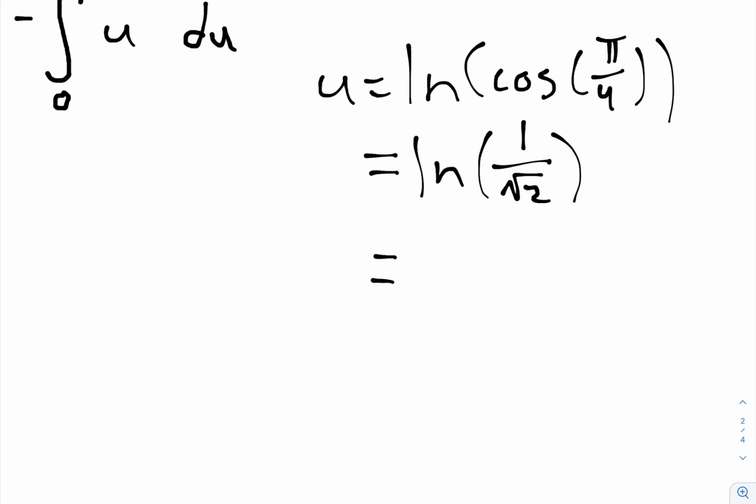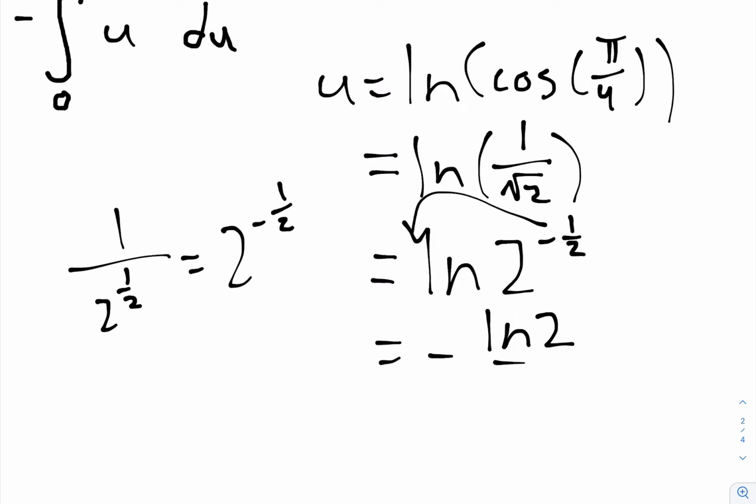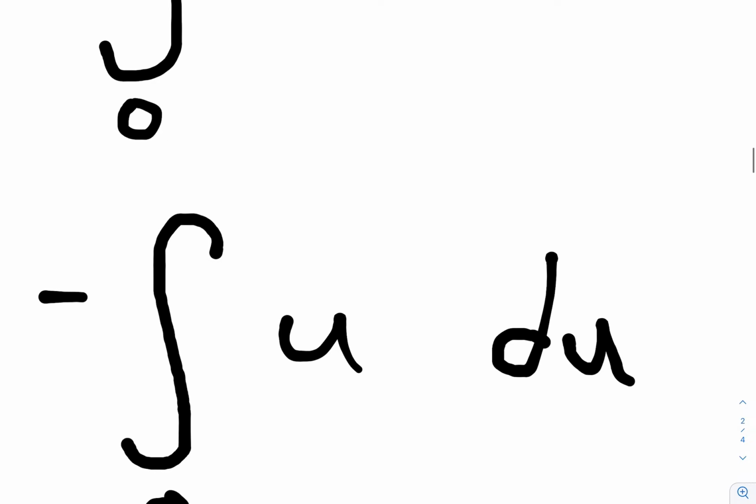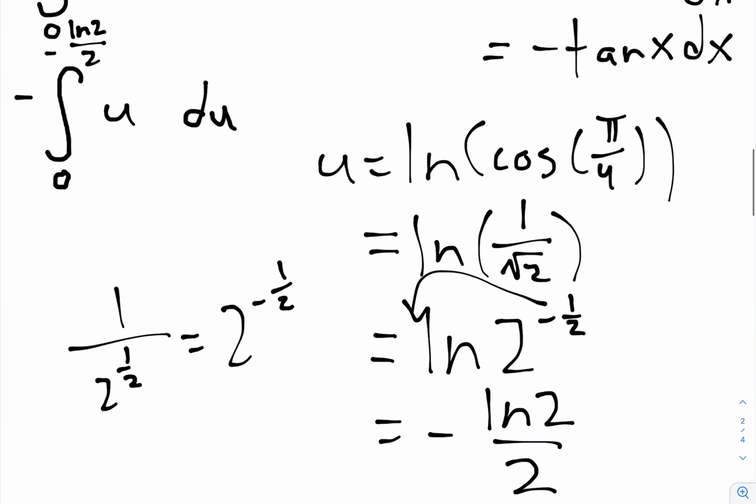Okay, we can write this as an exponent. So 1 over root 2 is the same as 1 over 2 to the half. And this is the same as 2 to the negative a half. So this is the natural log of 2 to the negative a half. And remember, it's a natural log, so we can bring that out front. It's going to be negative ln 2 over 2. So that's our second bound. It's going to be negative ln 2 over 2.